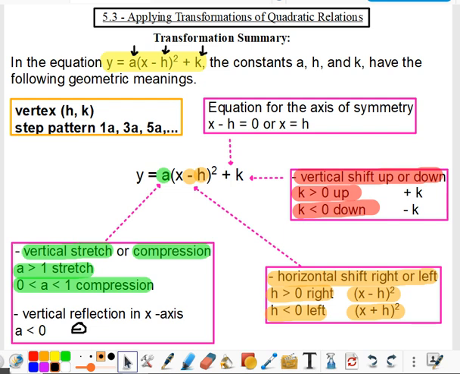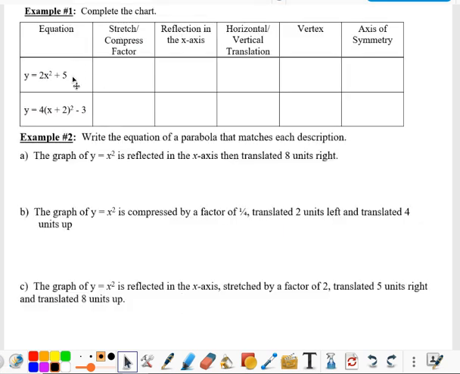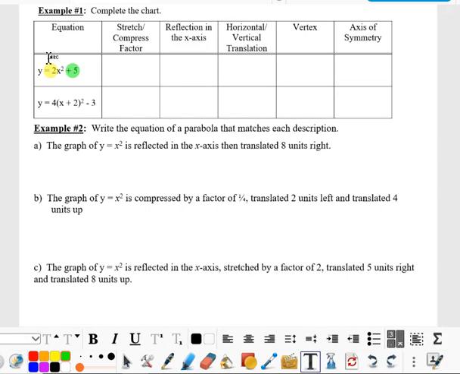So here we go. We have a chart here. It says complete the chart. The first equation is y equals 2x squared plus 5. So they're asking us whether there's a stretch or compression, a reflection, a vertical or horizontal translation. What's the vertex and what's the equation of the axis of symmetry? So first, given here, notice we have an a value of 2, and we have a k value of 5. Now it does look a little weird there because typically we're used to seeing it in vertex form. So maybe I can write this in true vertex form for you. If it were really written in vertex form, it would look something like this.